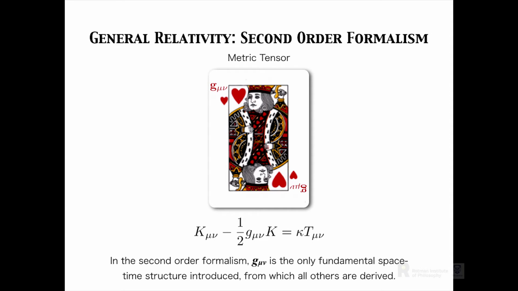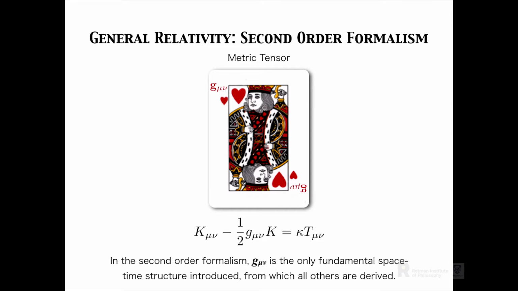Now, general relativity, in its second order formalism, is based entirely on the metric tensor. And since I'm going to be introducing a lot of different fields, I figured I'd put a face on them. So I'm going to be using the card analogy. So the metric is the king of hearts. And all the field equations, everything is expressed in terms of this metric tensor.